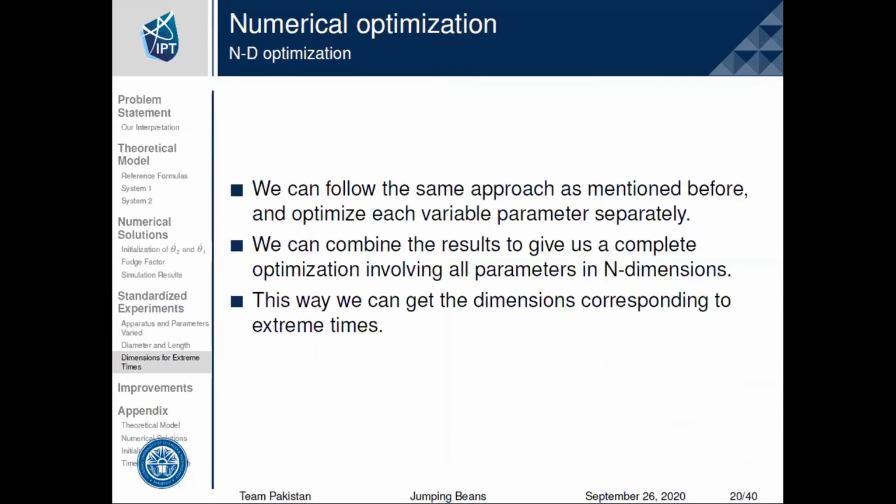Now for the ND optimization, the numerical optimization, we can follow the same approach as mentioned before and optimize each variable separately. We can combine the results to give us a complete optimization involving all parameters in n dimensions. This way we can get the dimensions corresponding to the extreme values.